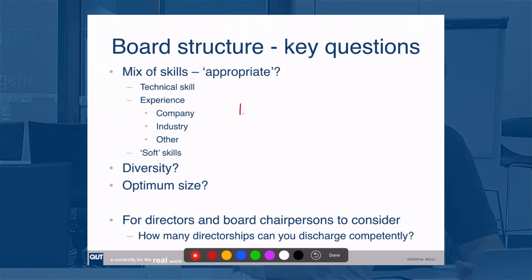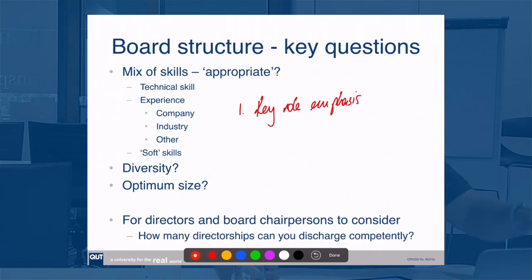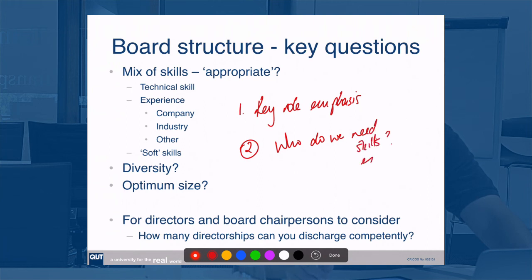The first thing is you need to work out what the key role emphasis of your board actually is. I'd point you back to the last module's content around the changing nature or emphasis on a board's role. So you need to work out what your board needs to do. It's only once you've done that that you can move to the second step, which is who do we need? Okay, so what skills, experience, contacts, etc. do we need to execute that role set?